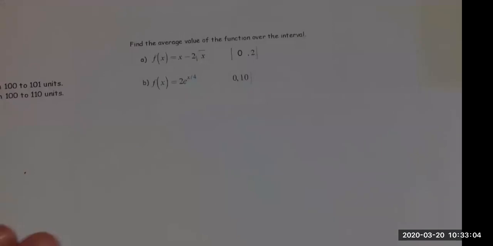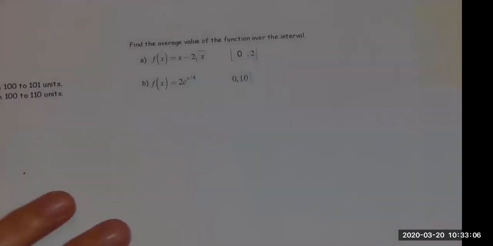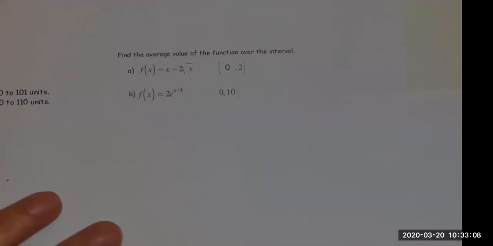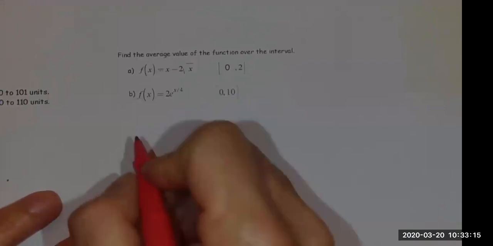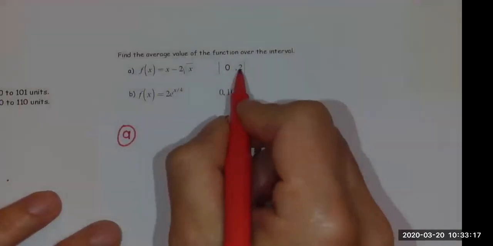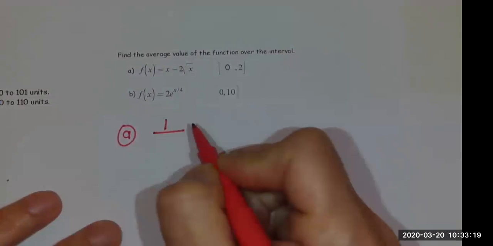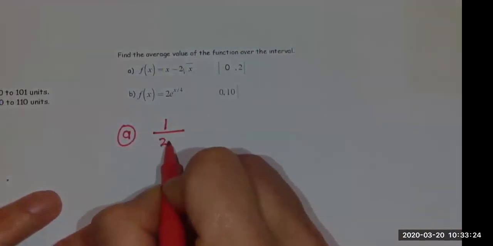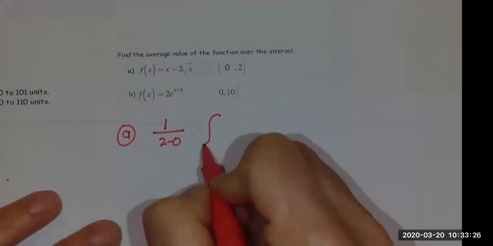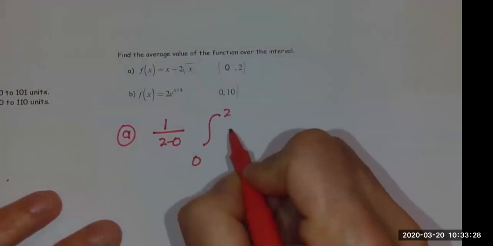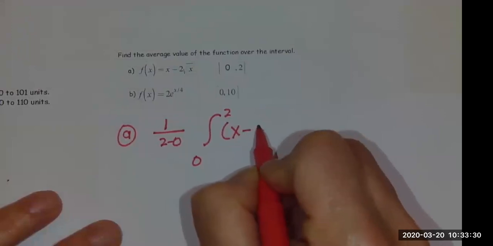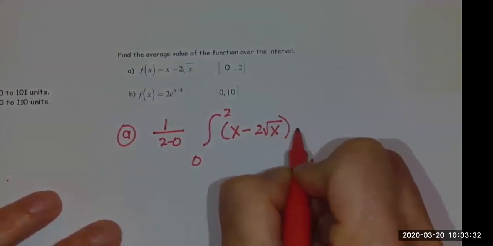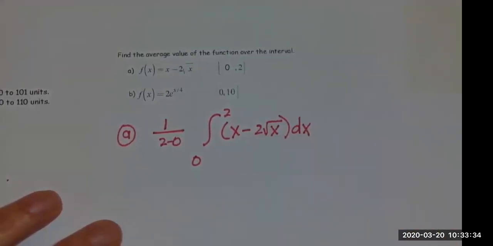Okay, the last one says find the average value of the function, and of course average simply means to integrate and then divide. So for A, I'm going to divide by 1. It's all 1 over. Remember, 1 over is the same thing as dividing, and it's just going to be 2 minus 0, right? And we're going from 0 to 2, and I'm simply going to type in what they gave me.